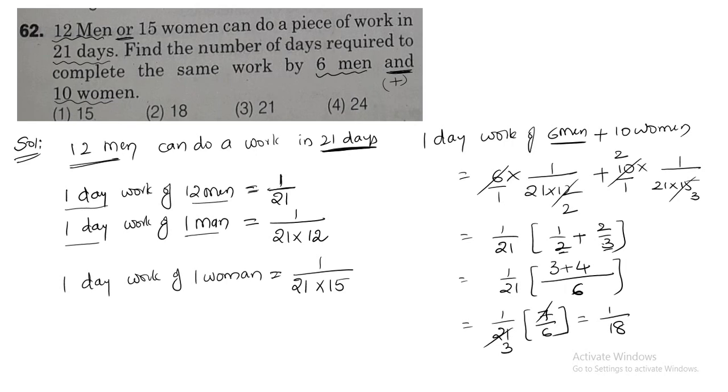So the 1 day work of 6 men and 10 women is 1 by 18. That means this denominator value, if you reciprocate it, whatever value you get, that is nothing but the number of days. So finally what I can say, number of days is equal to 18 days. That means 6 men and 10 women can complete the work in 18 days.